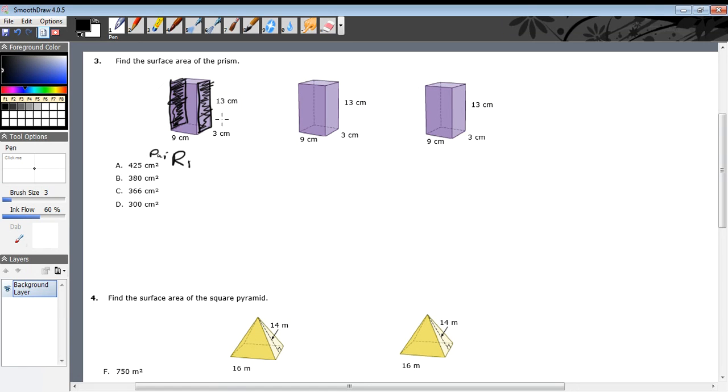Pair 1. So this right here is 3 centimeters, the width, and the length here is 13 centimeters. So it's 13 times 3, which is going to be 39, and I just need to multiply it by 2 because there's 2 equal ones, which is equal to 78. So for pair 1, it's going to be 78 centimeters squared.